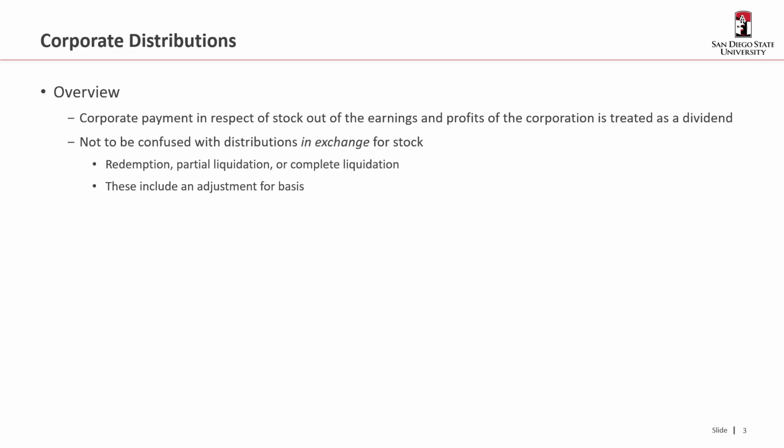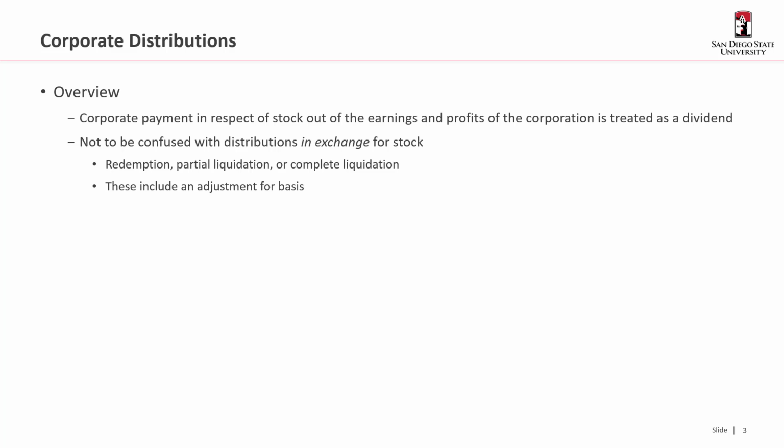Where were we? We're not going to confuse these sorts of operating distributions with distributions that are in exchange for stock. Those fall into the redemption, partial liquidation, and complete liquidation area. That's the territory, and we're going to cover those things. The reason we're going to cover them is because, unlike a dividend, those include an adjustment for basis. If you do a redemption or a partial or complete liquidation, you get to offset a part of your amount realized with a part of your basis, or maybe all of your basis. And with a dividend, you do not.